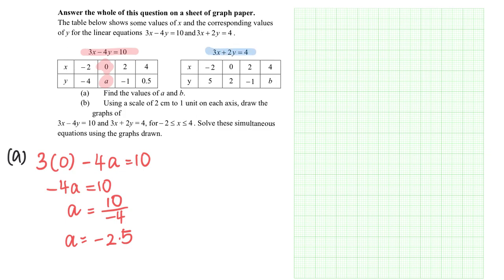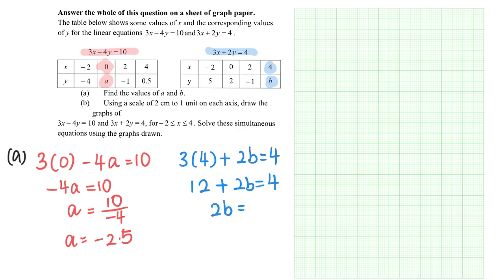And same goes for my blue color line here. y is B when x is 4. I'm going to just substitute in. 3 times 4 plus 2B equals to 4. Minus 12 on both sides. Divide by 2 on both sides and you'll get negative 4.